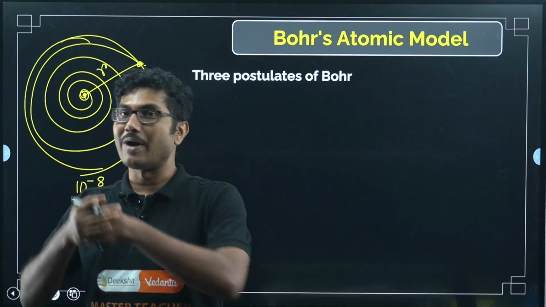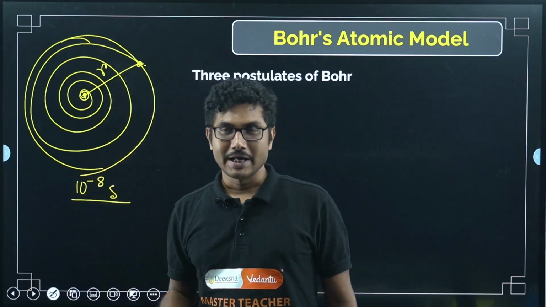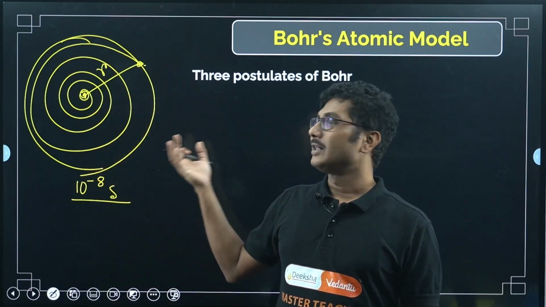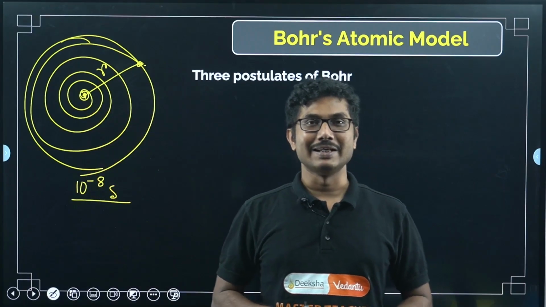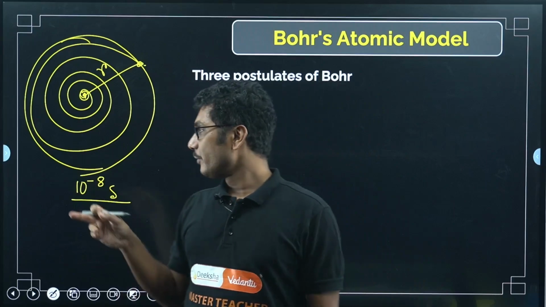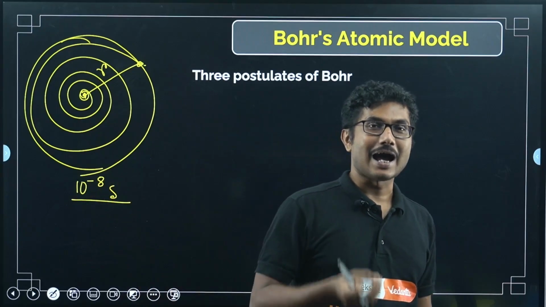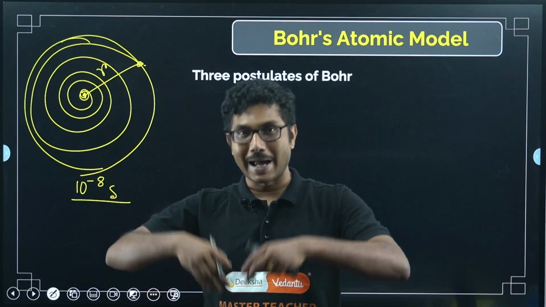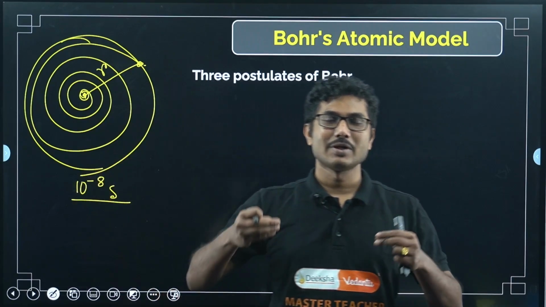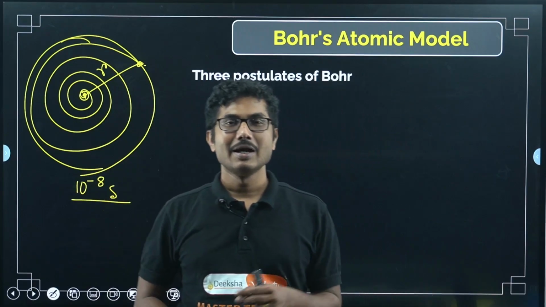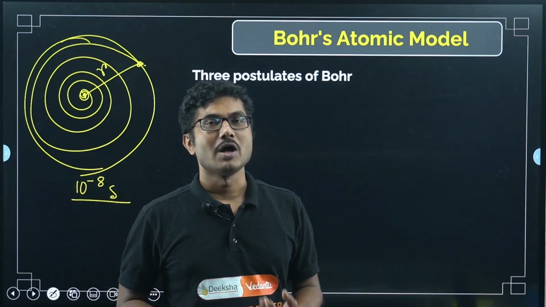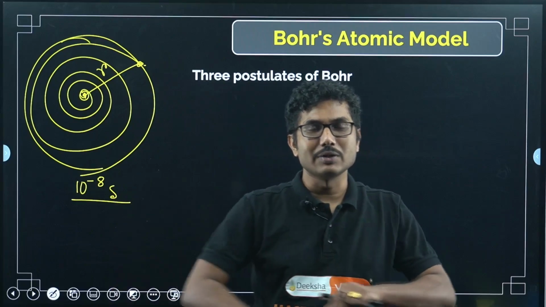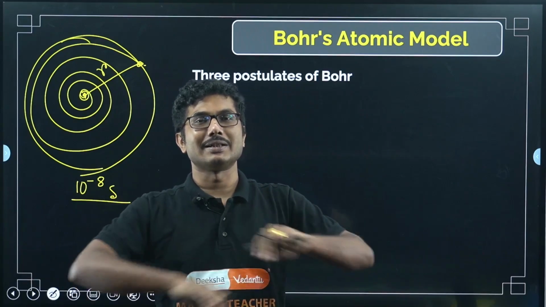So what are the implications of this? If this atomic model were true, then the world that we are living in would have ended 10 to the power of minus 8 seconds after the first creation of the atom. As we know, during the Big Bang, particles were created. After some time atoms were formed. As soon as atoms were formed, after 10 to the power of minus 8 seconds, everything would have been destroyed. There would have been nothing left.